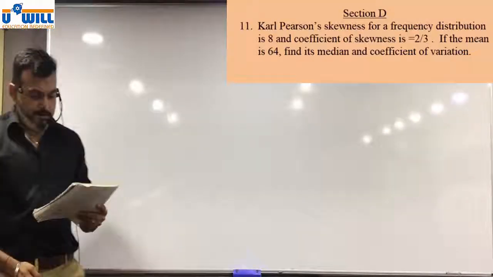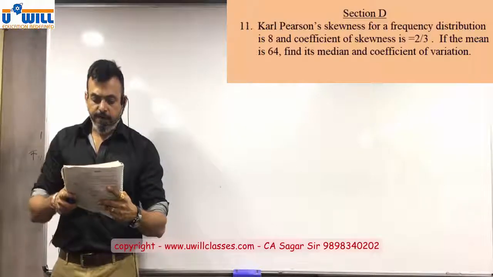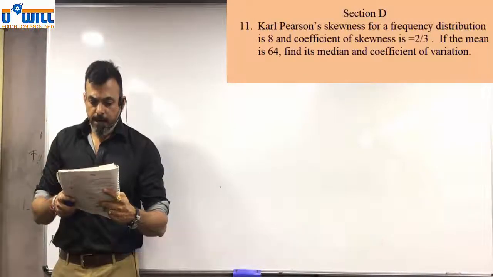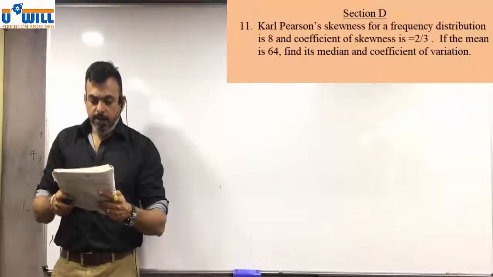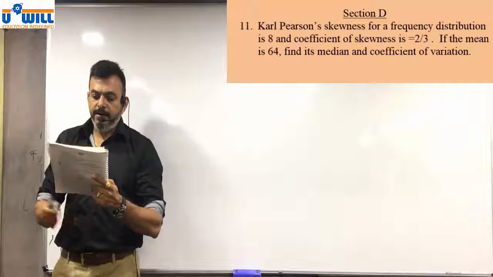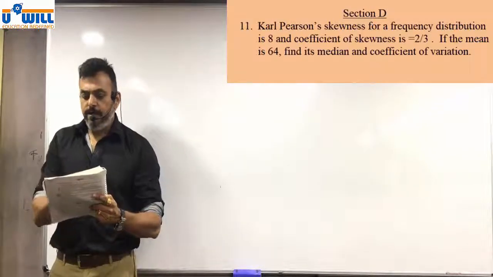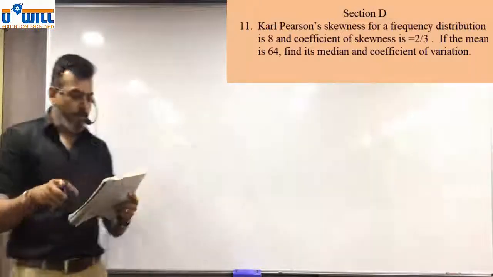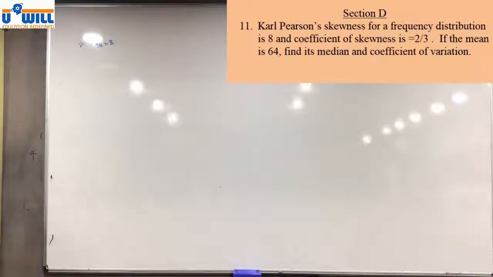Question number 11. Karl Pearson's skewness for frequency distribution is 8 and coefficient of skewness is 2 by 3. If mean is 64, find its median and coefficient of variation. So let's write what is given. Sk is equal to 8. Be careful in exam. J is not given.